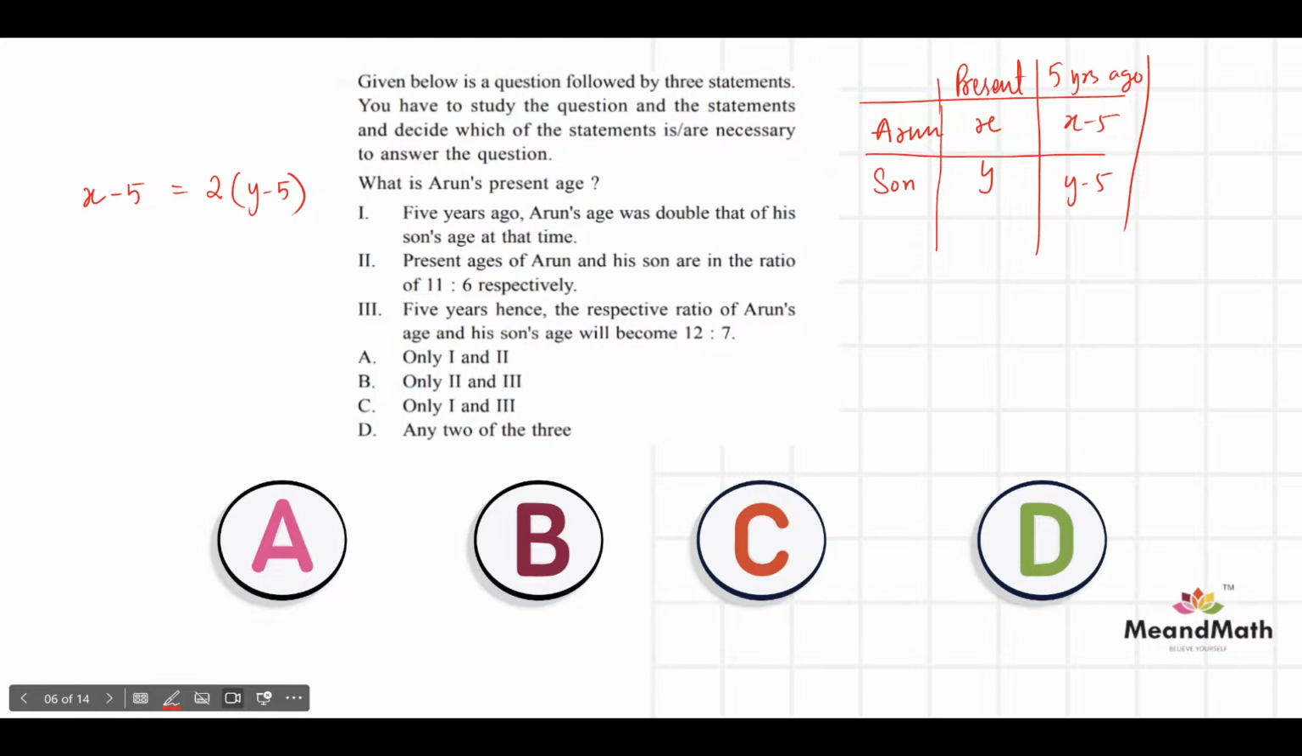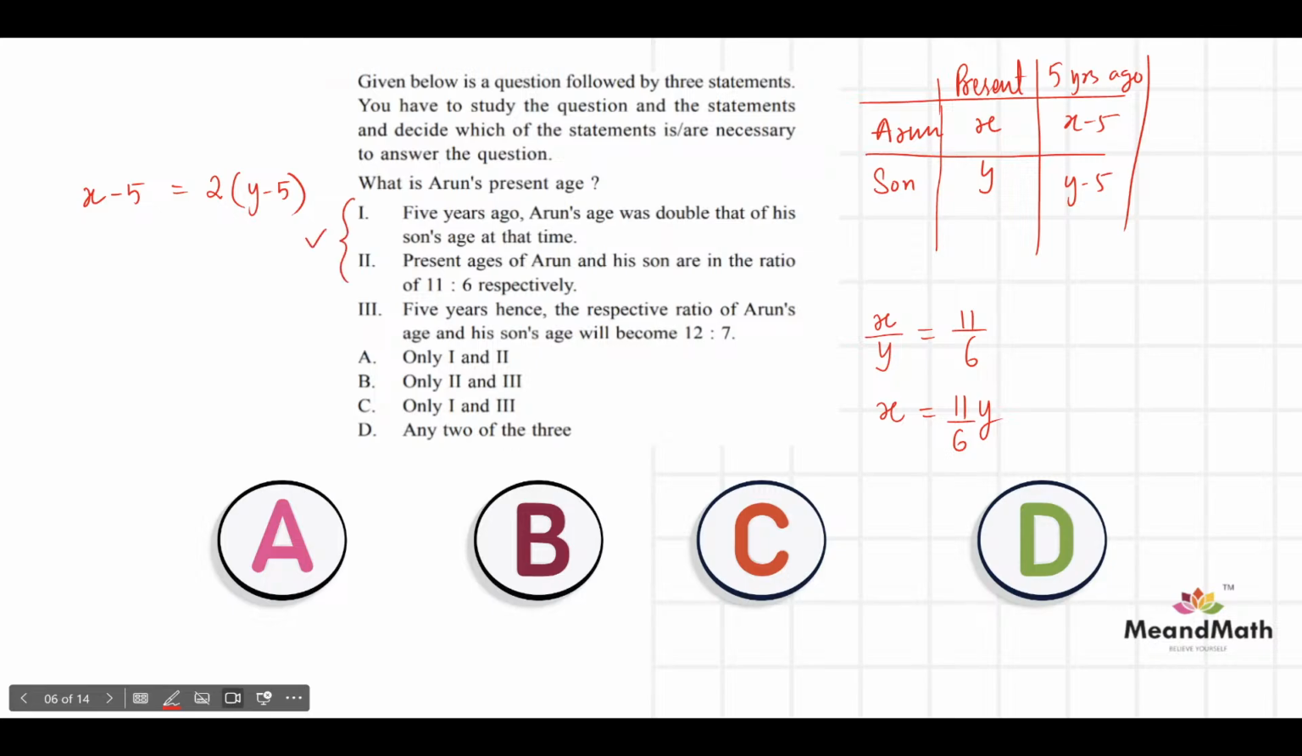But because there are two variables, we need one more equation. The present ages of Arun and his son are in the ratio of 11 to 6. So x over y is equal to 11 over 6. That is giving us the relationship: x is 11 over 6 times y. So these two equations are going to help us find the values of x and y, right? So yes, these two can help.